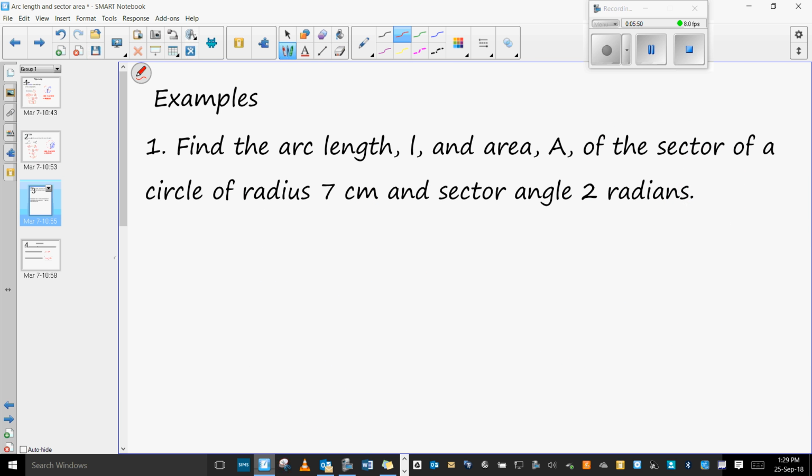Find arc length L and area A of the sector of a circle, radius 7, and sector angle 2 radians. What I would suggest is just draw a quick diagram. There's my sector. It's got radius 7, so this value here is going to be 7. Someone needs to turn their phone off. And the sector angle is 2 radians, so it's just 2.